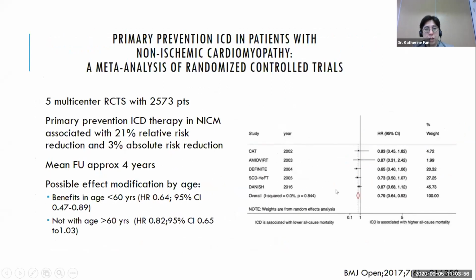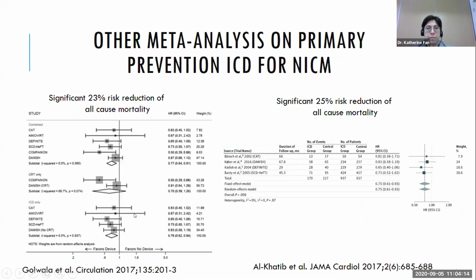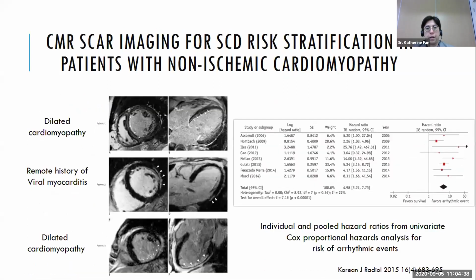Another, published in BMJ Open, covers 5 randomized controlled trials of 2,500 patients or so. Again, across all groups, mortality benefits are seen in the whole spectrum of patients on ICD therapy. Other meta-analyses show a significant reduction of all-cause mortality, to 25% in these two studies. So the guideline states that although the Danish trial has significant results, based on all these meta-analyses they still keep the current indication in non-ischemic cardiomyopathy.